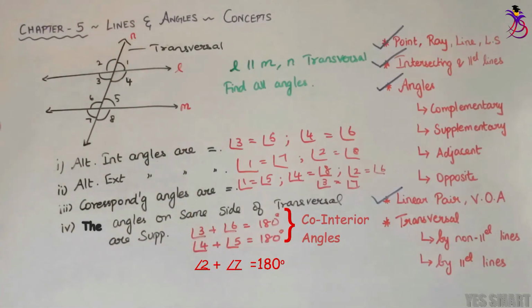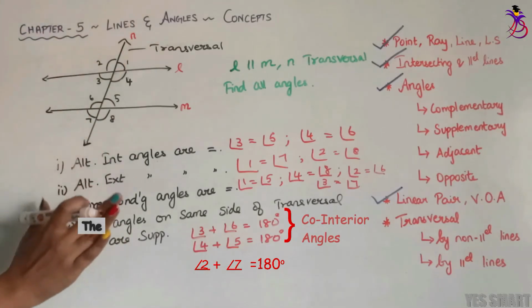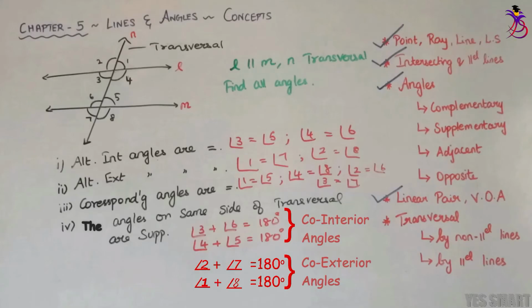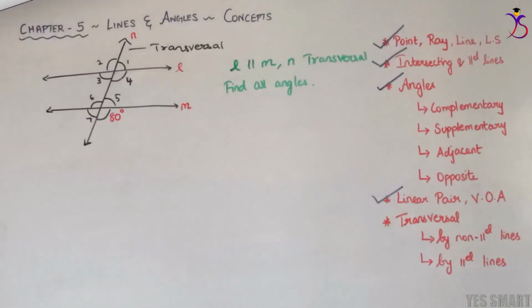On looking into co-exterior, angle 2 plus angle 7 equals 180. Similarly, angle 1 plus angle 8 equals 180. These both are co-exterior angles. So these are the very important properties. Now let's look into a few example sums.